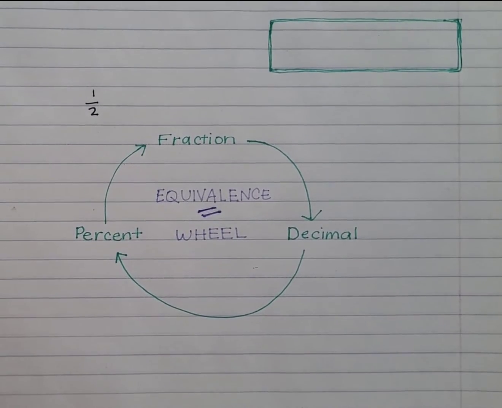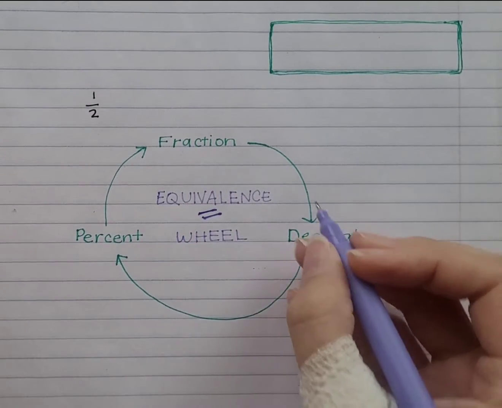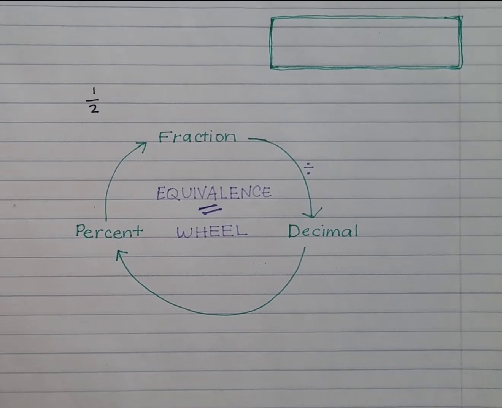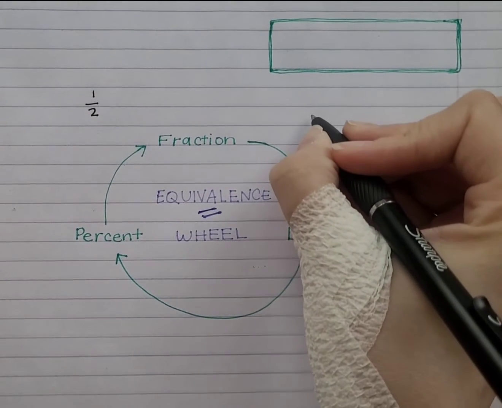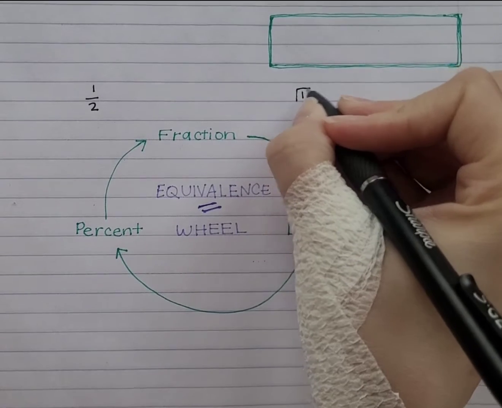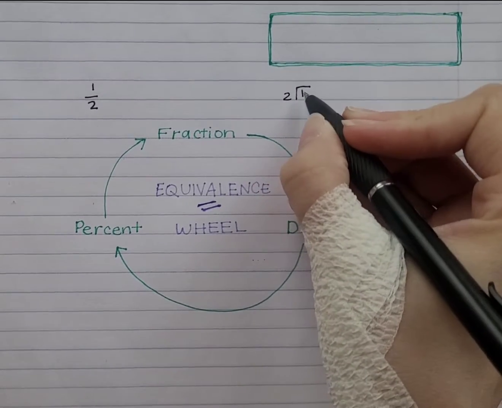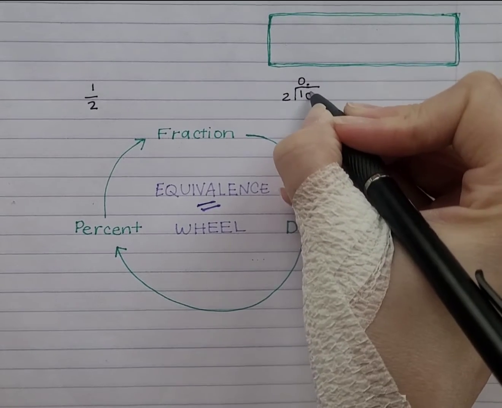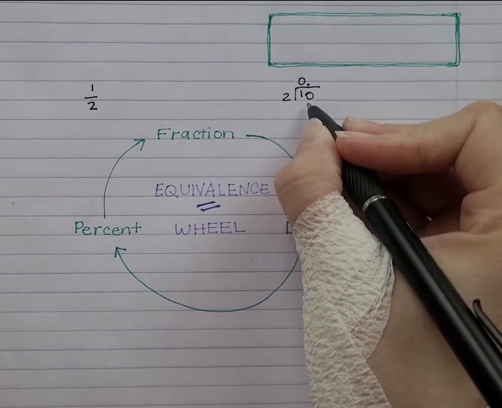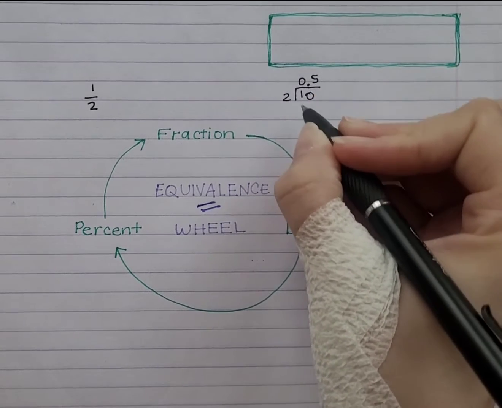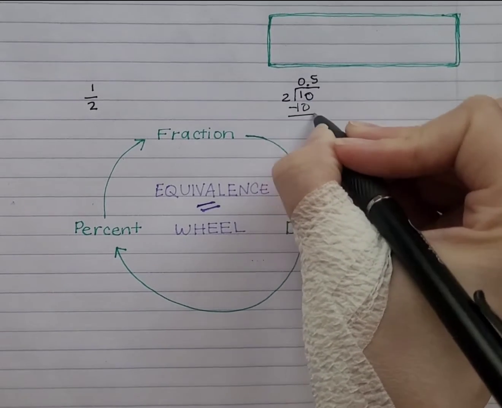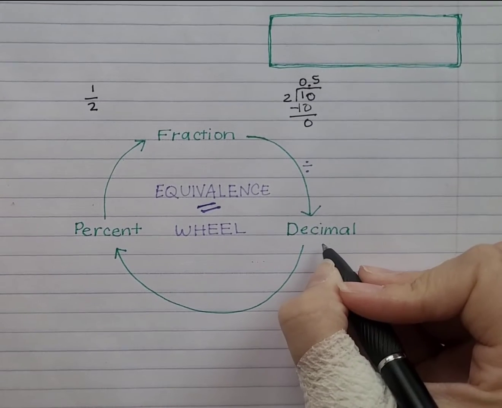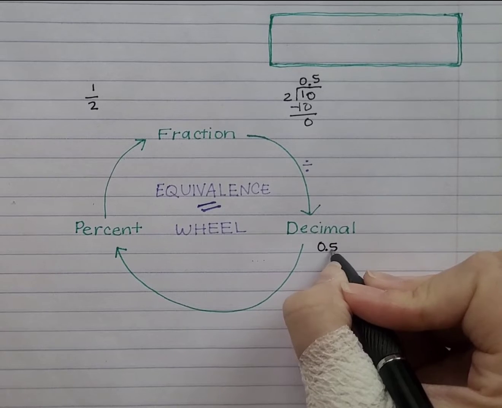To take 1/2 and turn it forwards into a decimal, we need to simply divide it. So we're going to take 1 and divide it by 2. 2 goes into 1 0 times, so we need a decimal and bring down a 0. 2 goes into 10 5 times. 2 times 5 is 10, and so we get our first decimal. Our first decimal is 0.5.